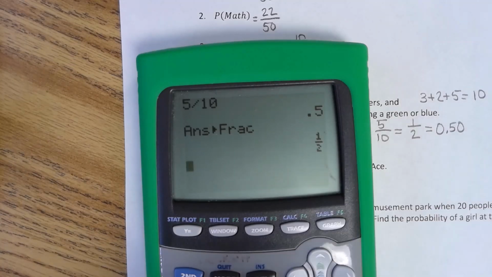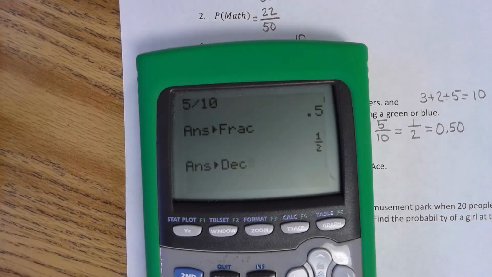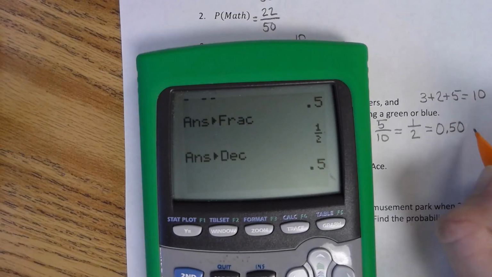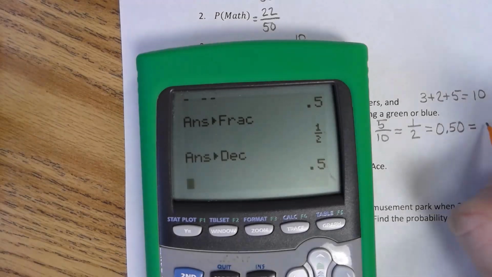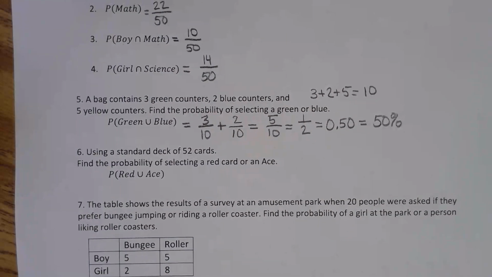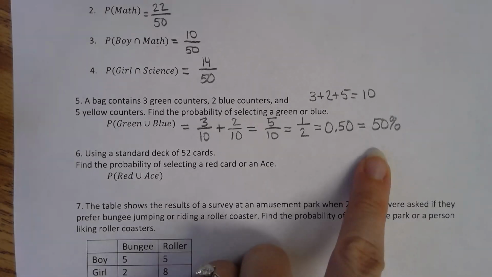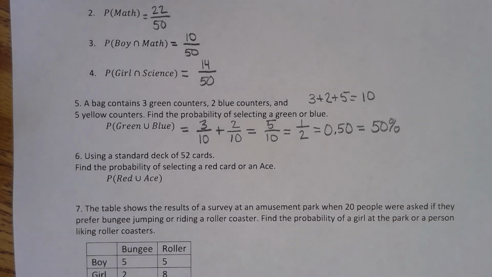If you need to change your fraction to a decimal, you can hit math. Option 2 will change it to a decimal. And as a percentage, that is 50%. So for this situation, the chances of getting a green or a blue counter, well, since that's half of the bag, it does make sense that that's 50%.